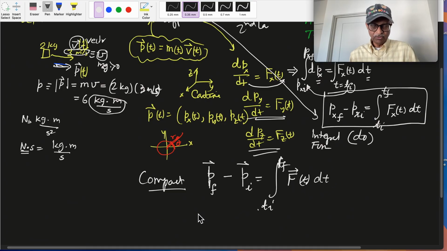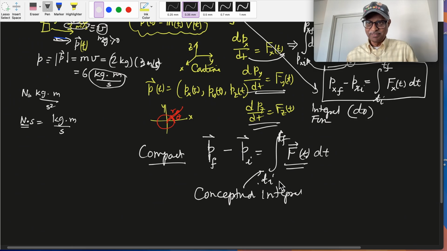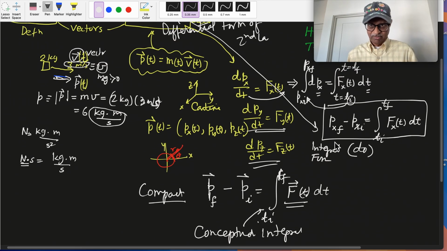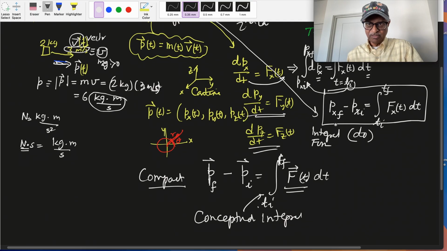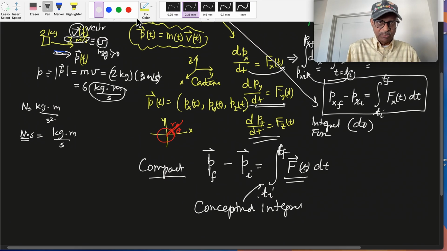So this compact notation is called conceptual. This integral is called a conceptual integral because there's no function like that. These are the x components of functions. Okay, so there is an x. This one has three parts, and there are names to this.